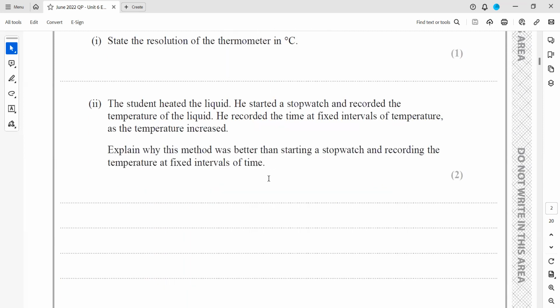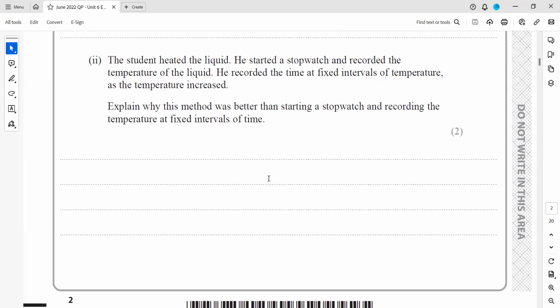Next, the student heated the liquid, started a stopwatch and recorded the temperature of the liquid. He recorded the time at fixed intervals of temperature as the temperature increased. Explain why this method was better than starting a stopwatch and recording the temperature at a fixed time interval. So why is this method better than starting the stopwatch and recording the temperature after every 10 seconds or 15 seconds?